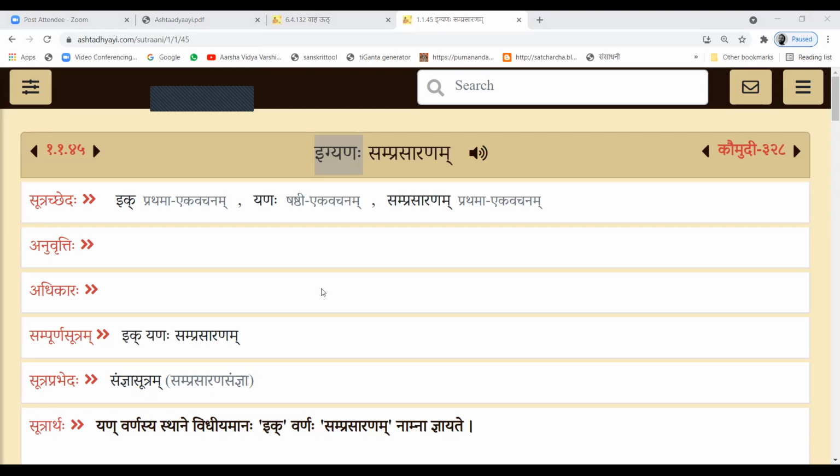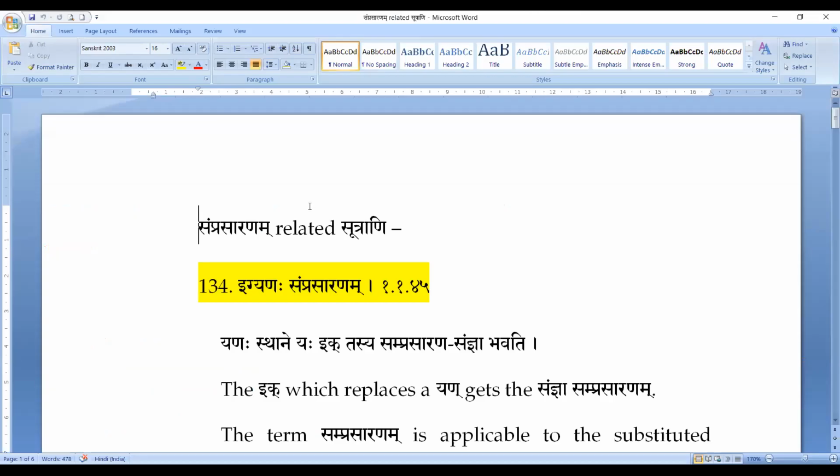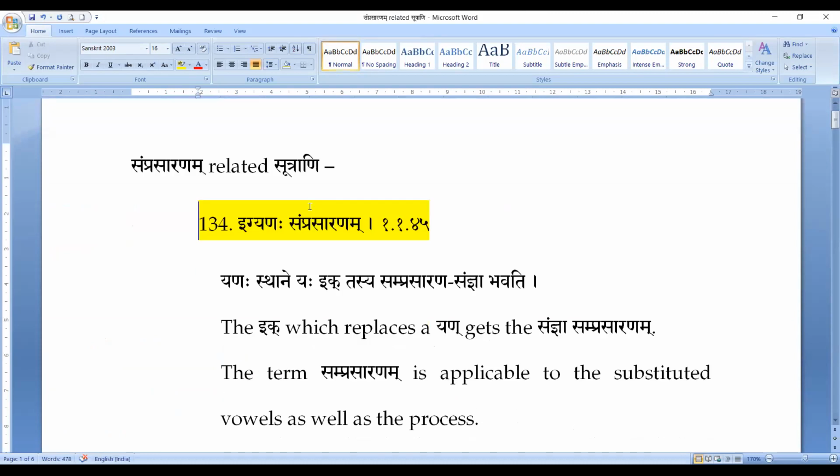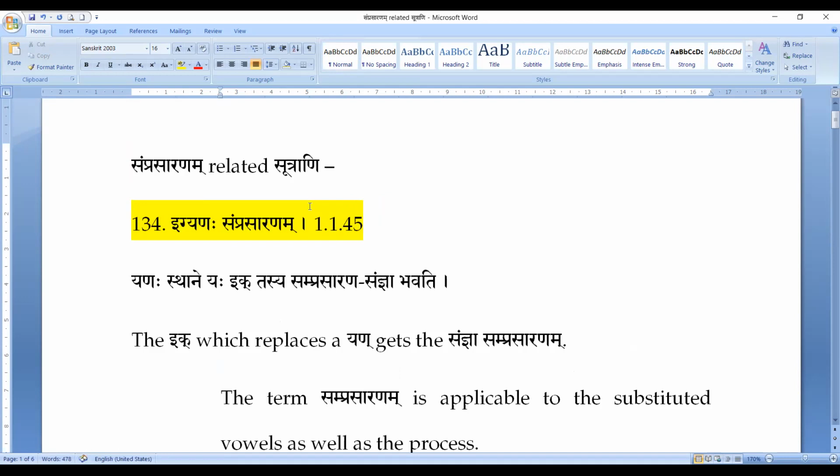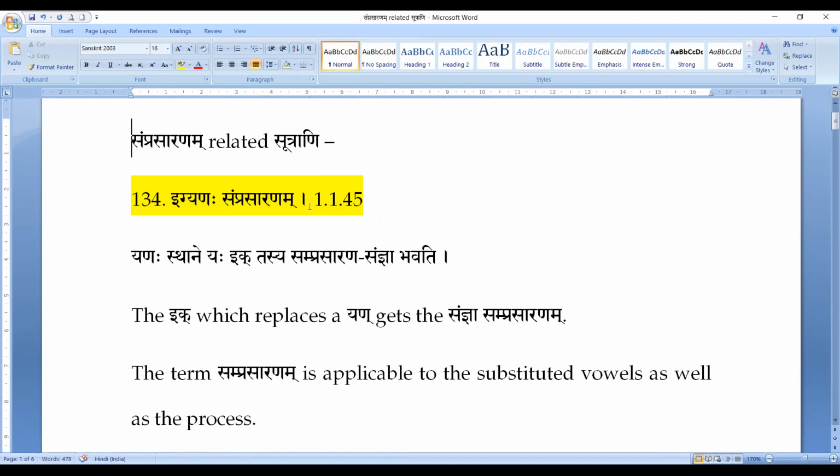Okay. So, before reading that, let me explain this. I have written some write-up on that. Samprasaranam related rules are there. Let us see that. Ik yanaha Samprasaranam. That is 1.1.45, first chapter, first section, 45th sutra. Yanaha sthane yaha ik tasya Samprasarana sanya bhavati. Simple. That Adesha, that ik, which replaces the yan, the sthani, gets the sanya Samprasaranam. The ik which replaces the yan gets the sanya Samprasaranam. The term Samprasaranam is applicable to the substituted vowels as well as the process.